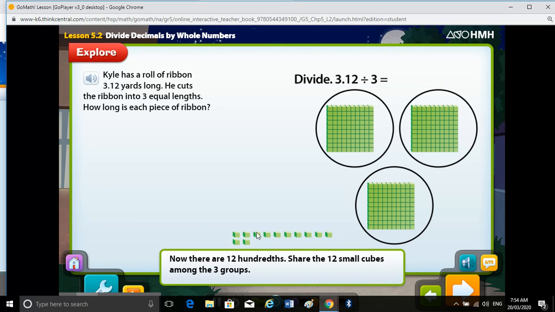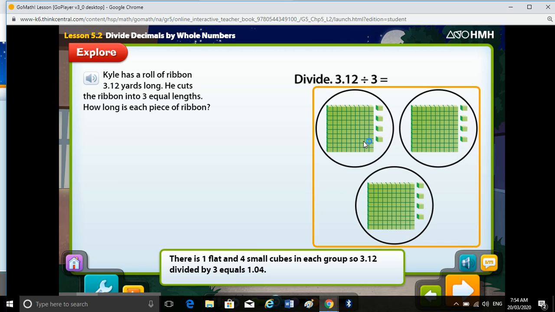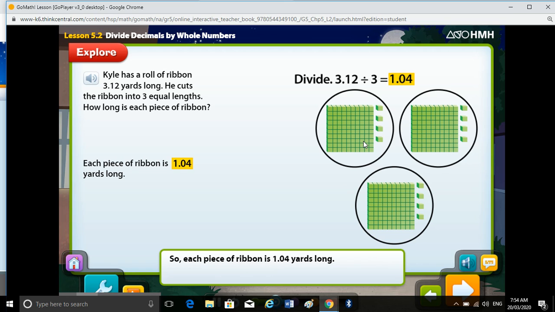Now there are 12 hundredths altogether. Share the 12 small cubes among the 3 groups. 12 divided by 3 is 4 hundredths in each group. There is 1 flat and 4 small cubes in each group, so 3 and 12 hundredths divided by 3 equals 1 and 4 hundredths. So each piece of ribbon is 1 and 4 hundredths yards long.